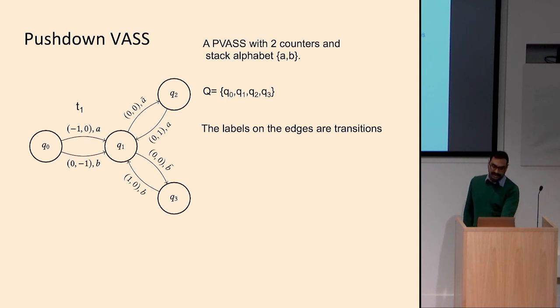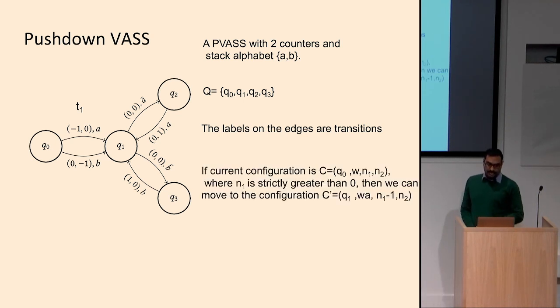If on some edges I have an A bar or a B bar, that stands for a pop, whereas just the A or the B stands for a push. So if you have a current configuration which is, let's say, Q0, W, N1, N2, where N1 is strictly more than 0, then using T1, we can move to the configuration Q1, WA, N1 minus 1, N2.